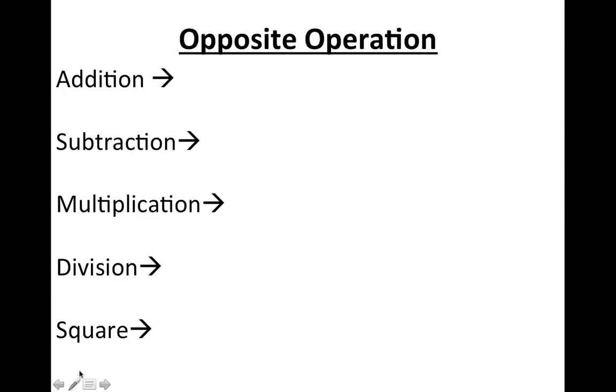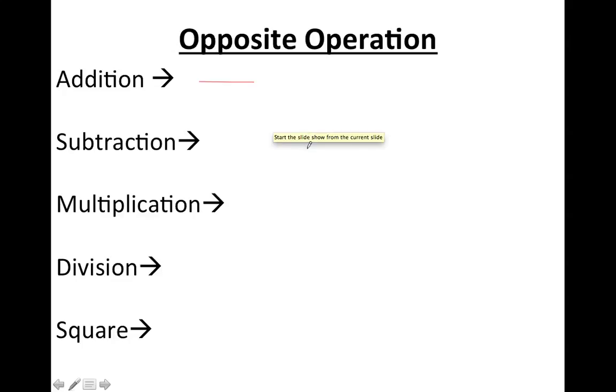Okay, so looking at opposite operations, this will help us in the future when we're solving our equations. If we're trying to get rid of addition, the opposite will be subtraction. And then if we have subtraction, the opposite is going to be addition. The opposite of multiplication will be division. The opposite of division is multiplication. And the opposite of squaring, meaning like x squared, like our Bell problem from yesterday, is the square root.